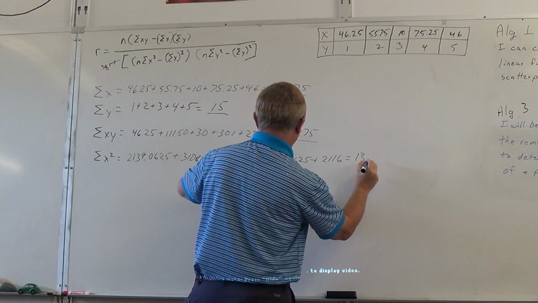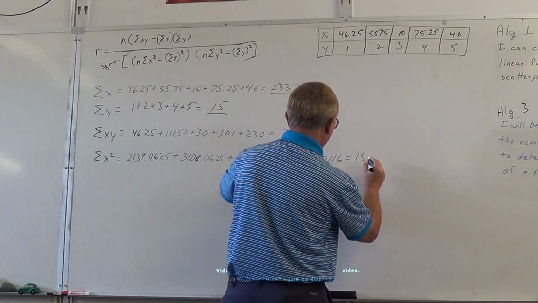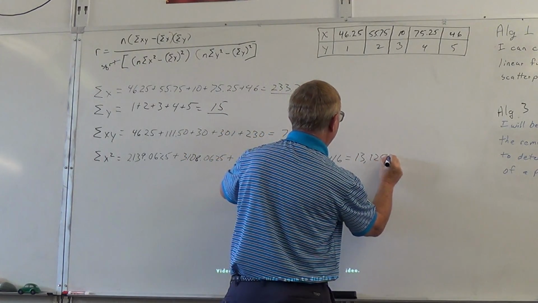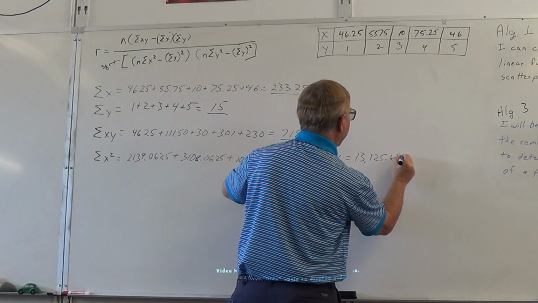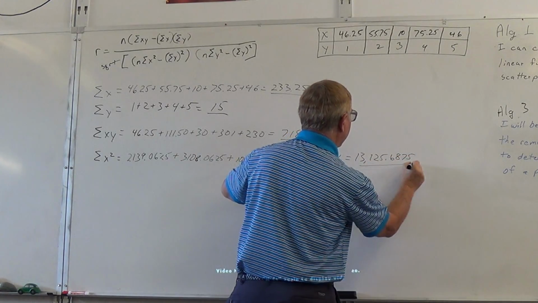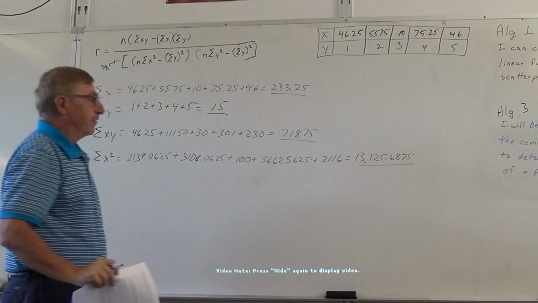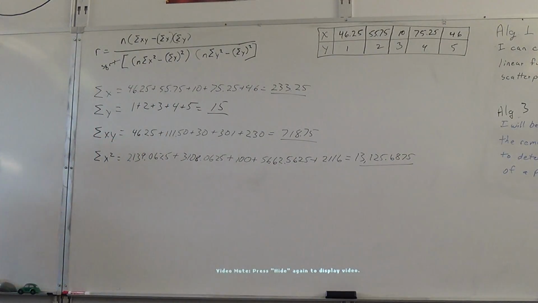For a total of 13,125.6875. So that's your summation of x squared.